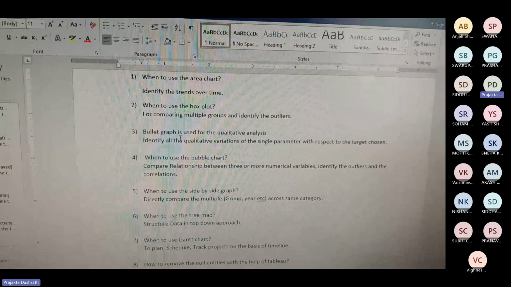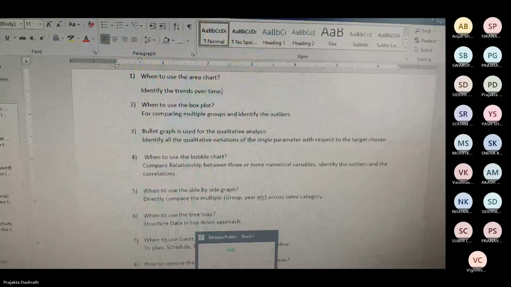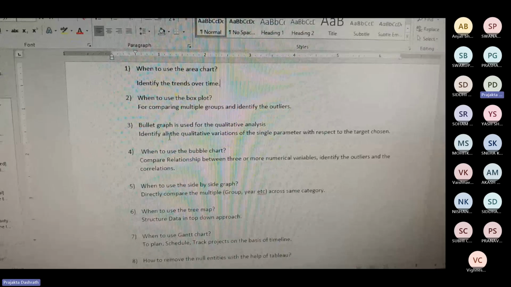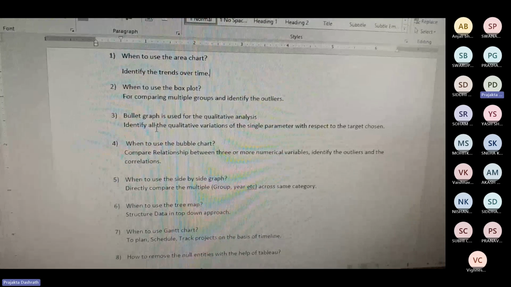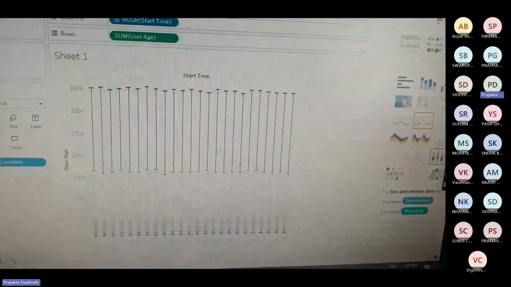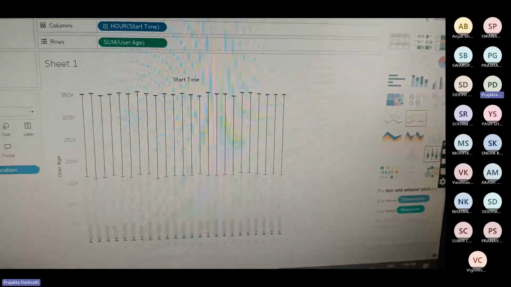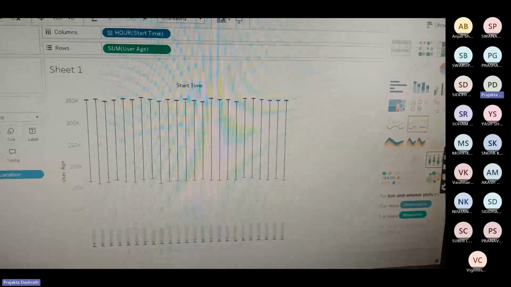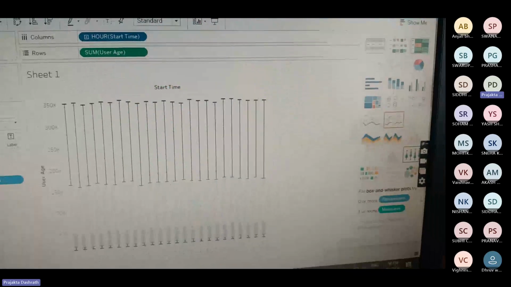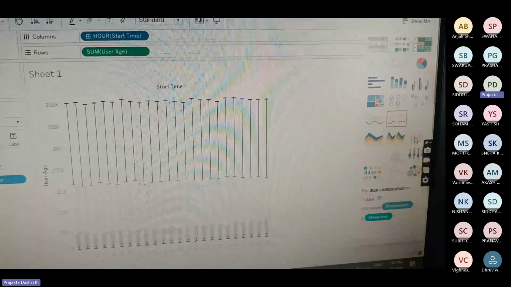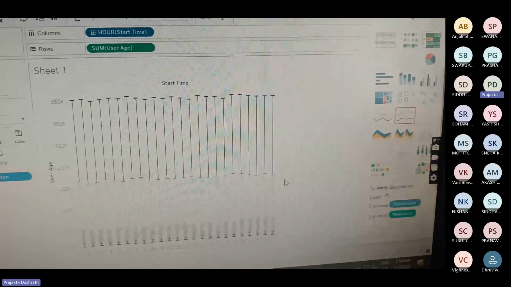Third is bullet graph. When to use bullet graph? When we are trying to identify the qualitative variations in a single parameter with respect to a chosen target. What does it mean? Qualitative means measure or dimension, right? Whenever we are trying to analyze the dimensions with particular parameters, then we will go for the bullet chart, but it is not possible in my case.